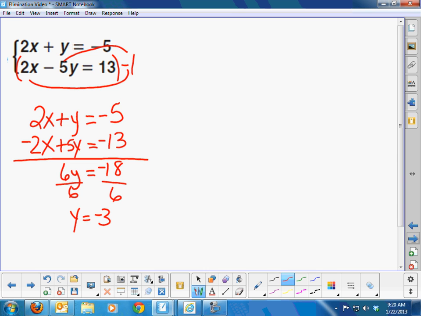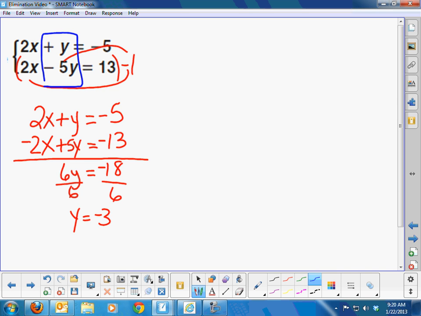But guess what? There is another way to do this. Okay, now when I look at this problem, I personally see that I have a y here and a negative 5y. So I see, in my mind, I already have opposite signs, so for me it's just going to be easier if I can get that y to be a 5y, because a positive 5y and a negative 5y will eliminate, get rid of each other.